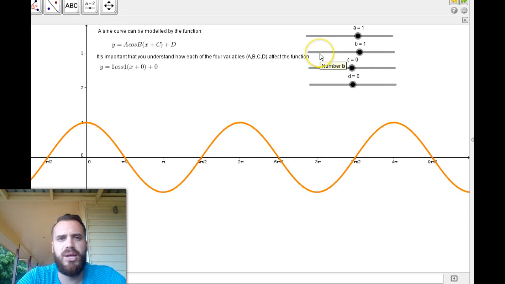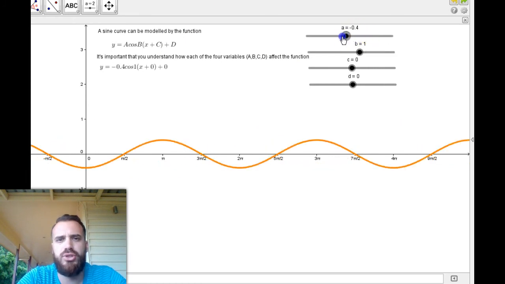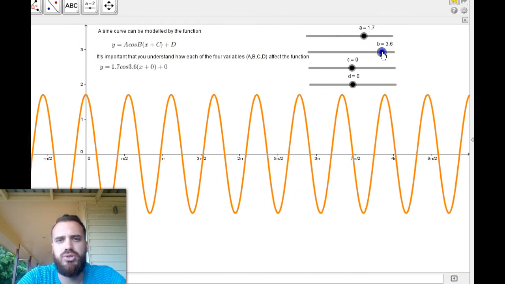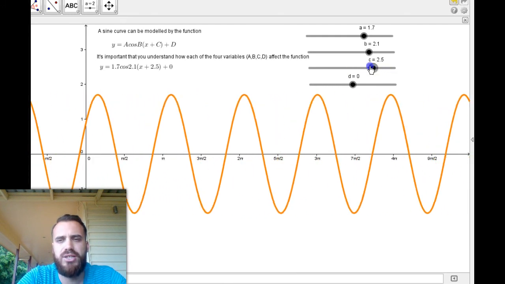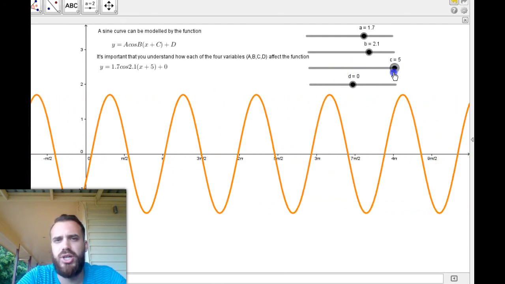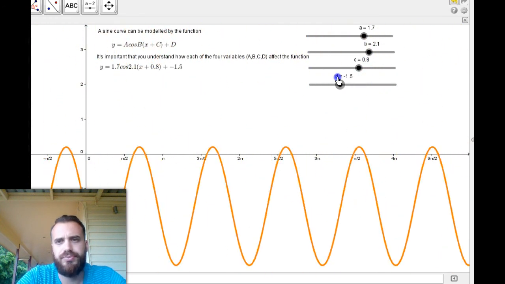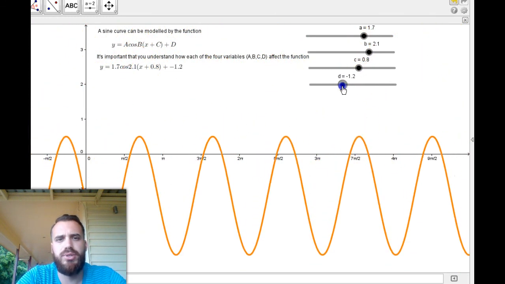Now, all of our transformations, whether it's sine or cosine, still apply here. So if you look at our cosine curve here, our amplitude can be changed with our A value. Our period can be changed with our B value. Our phase shift or our horizontal shift can be changed with our C value. And finally, our vertical shift can be changed with the D value here.